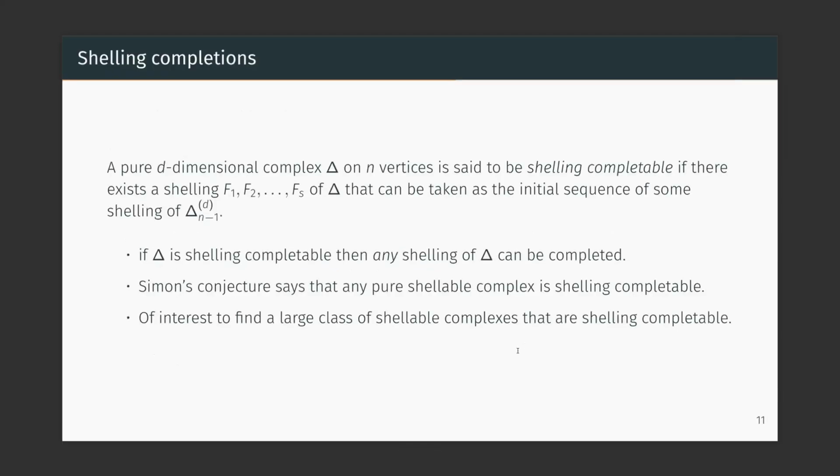I want to change gears. I want to change perspective on Simon's conjecture a little bit, and introduce a new definition. So we're going to say that a pure d-dimensional complex on n vertices is shelling completable. This is something we introduced. If there exists a shelling of delta that can be taken as the initial sequence of a shelling of the d-skeleton of the (n-1)-dimensional simplex. Okay, so we would like to call this extendably shellable, but that means something different.